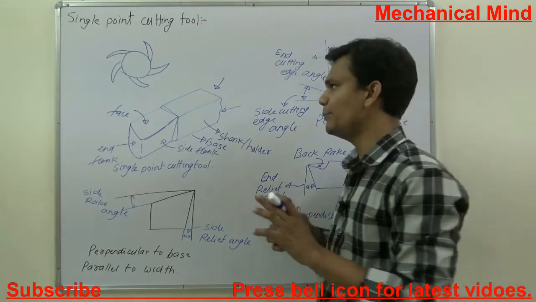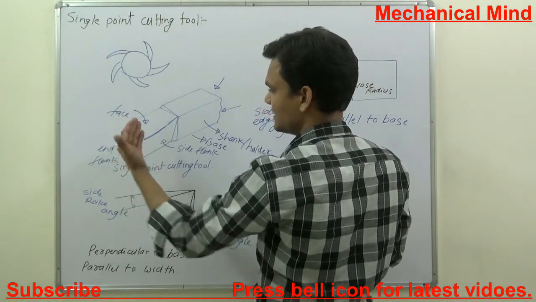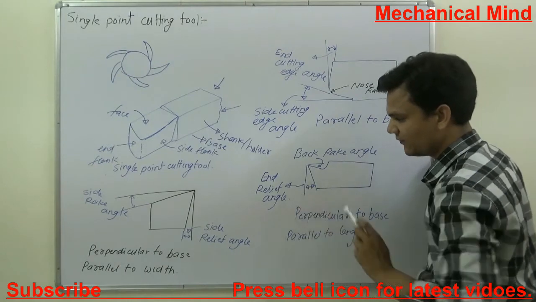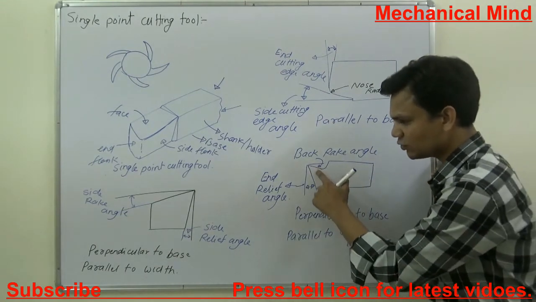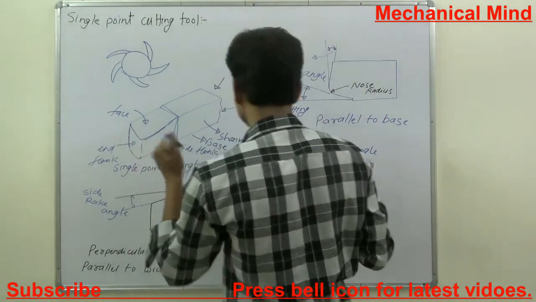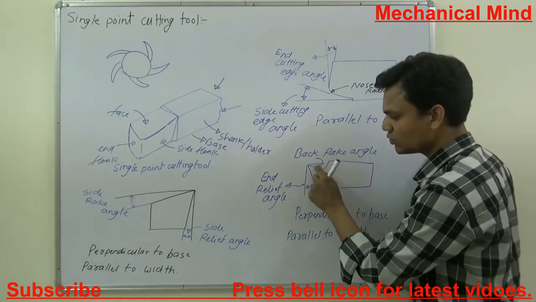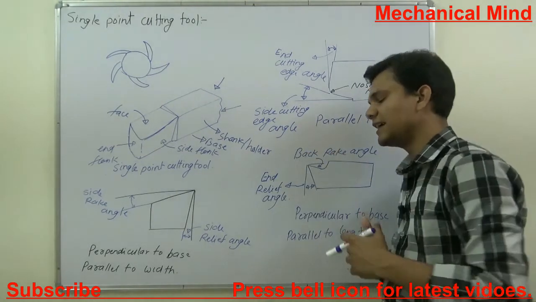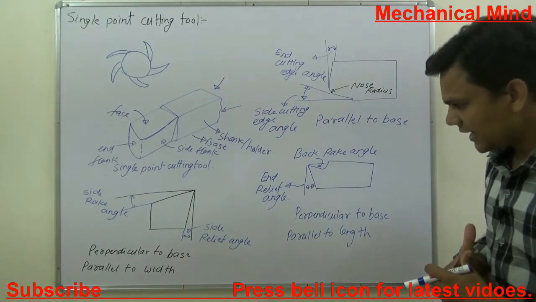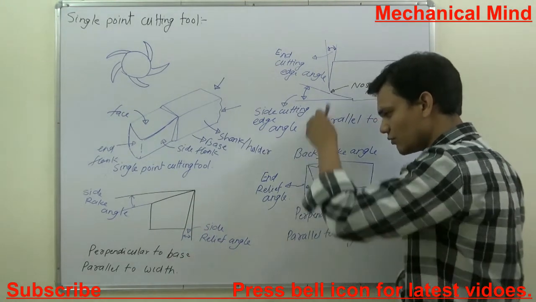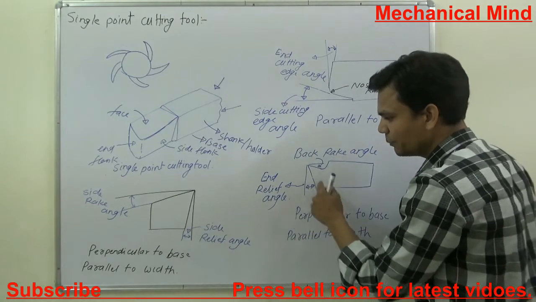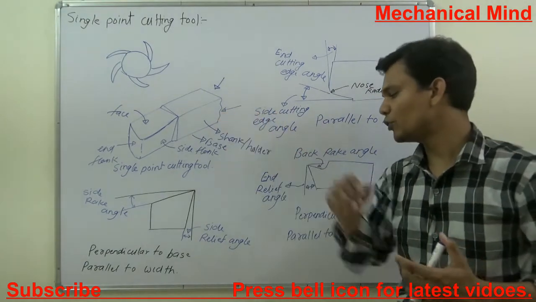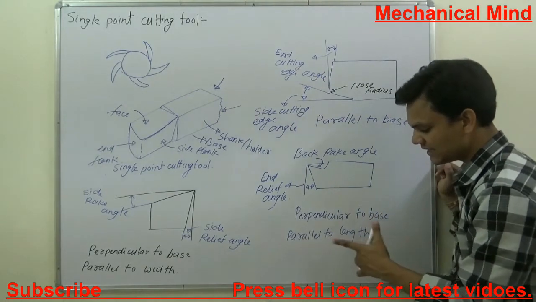As you've seen in the clip, if we cut this tool perpendicular to base and parallel to length, then we obtain two angles, that is back rake angle and the end relief angle. Back rake angle is the angle between the face of the tool, because this is the face of the tool and these are flanks, and a line drawn parallel to sink. Then we obtained back rake angle, and the next one is end relief angle. It is the angle between the end flank and a line drawn perpendicular to base from the end cutting edge. Then we obtained end relief angle, and we obtained this view by cutting the single point cutting tool in a plane which is perpendicular to base and parallel to length.